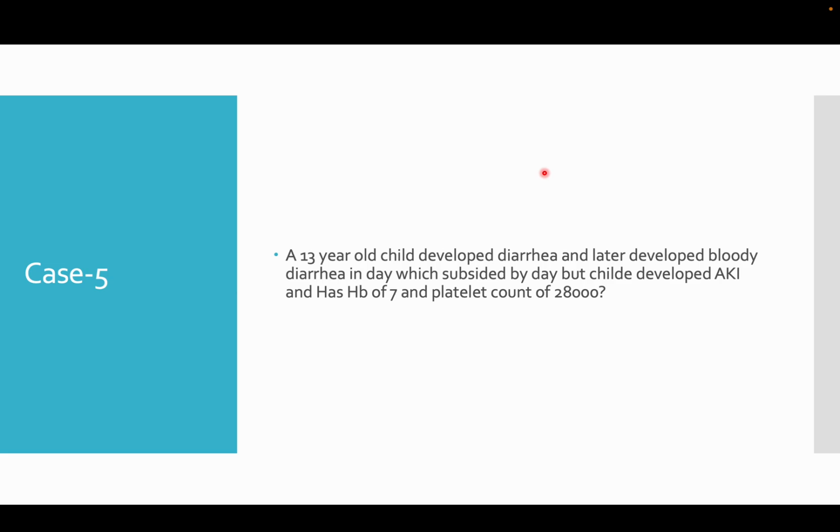This is a case of typical HUS where supportive care is enough. The patient developed AKI and low hemoglobin, so this is the classical triad of HUS. Supportive care is enough. What about the case of atypical HUS?